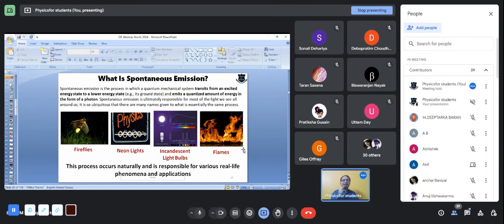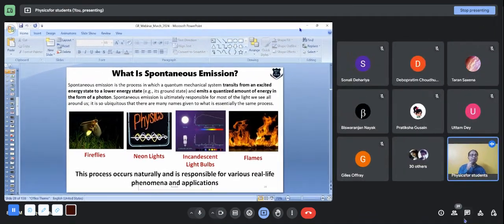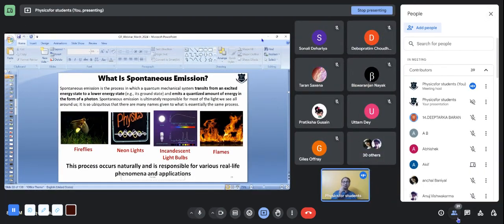And this exactly happens with what is called spontaneous emission, which Swati was talking about. This is exactly the reason. So I come to this point. Spontaneous emission is like the fireflies or the neon lights, spontaneously it emits. That means it transits from an excited energy state to a lower energy state. Now you might be guessing, am I teaching you quantum mechanics? No, no, no. We are talking about general relativity.